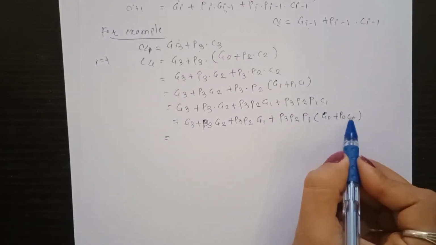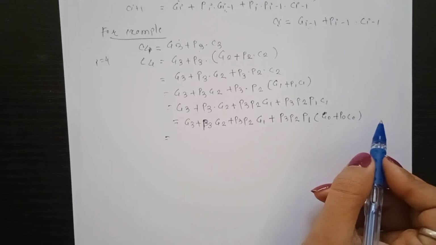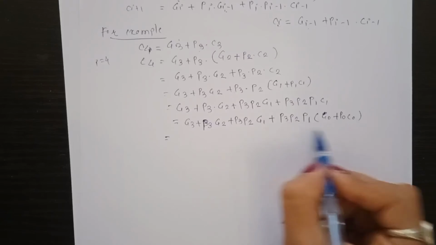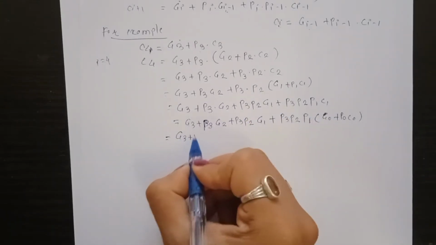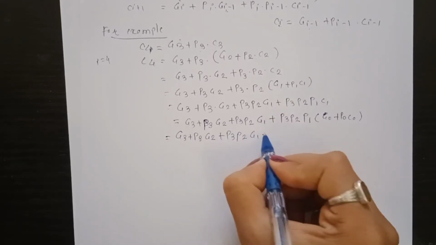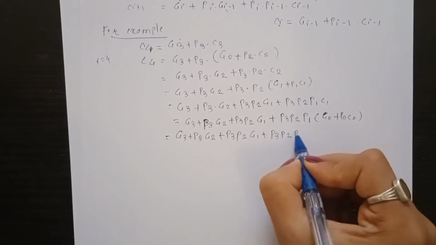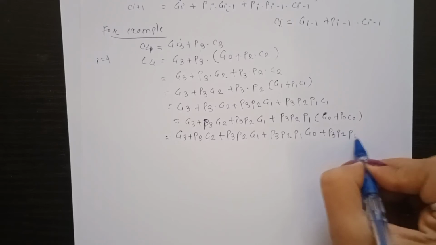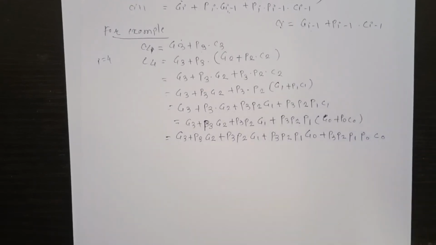Now we cannot decrease it again by 0 minus 1, that means G minus 1, P minus 1 and C minus 1. We can't do that. Okay, so this is the last step of our expression. So it is G3 plus P3 G2 plus P3 P2 G1 plus P3 P2 P1 G0 plus P3 P2 P1 P0 and C0. So this is the final expression for this C4, and such type of expression is called carry look ahead addition. Okay, so this is about the carry look ahead addition.